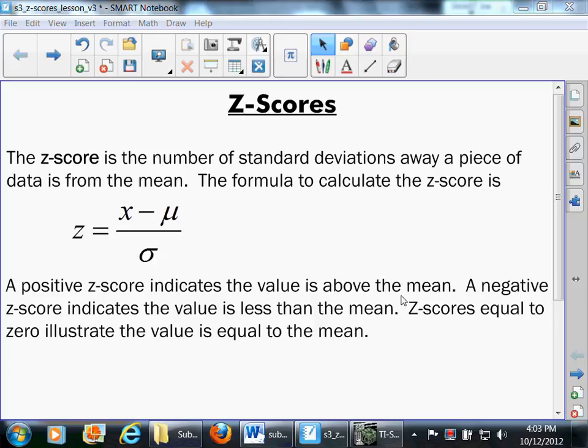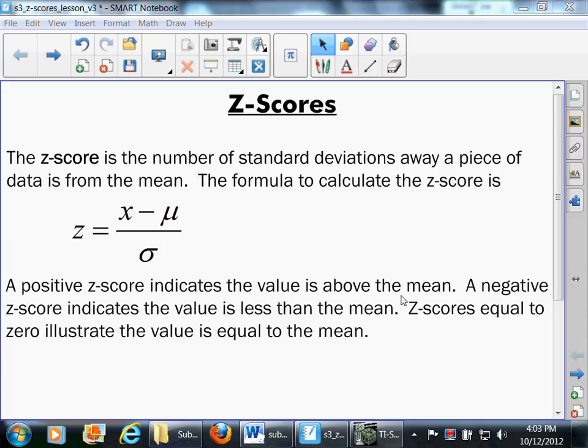Alright, grade 11s. Today we're going to learn about z-scores. Okay? The z-score is the number of standard deviations away a piece of data is from the mean. The formula to calculate the z-score is z is equal to x minus mu over sigma. So x is whatever data value you're given.